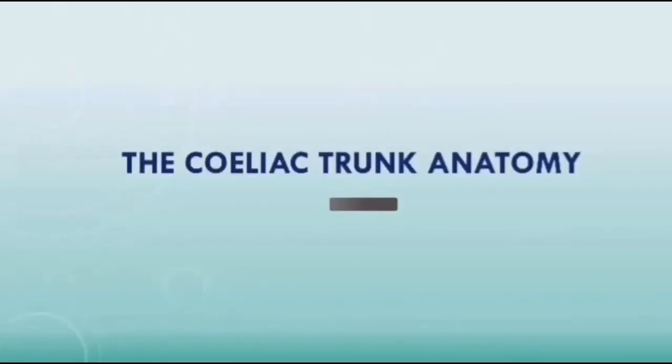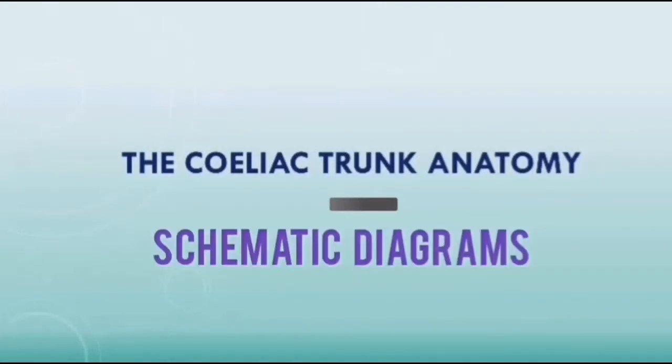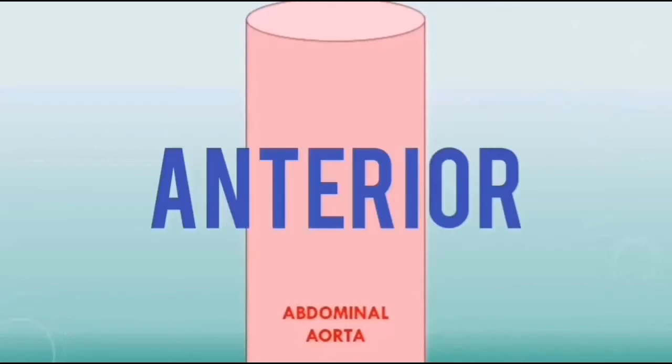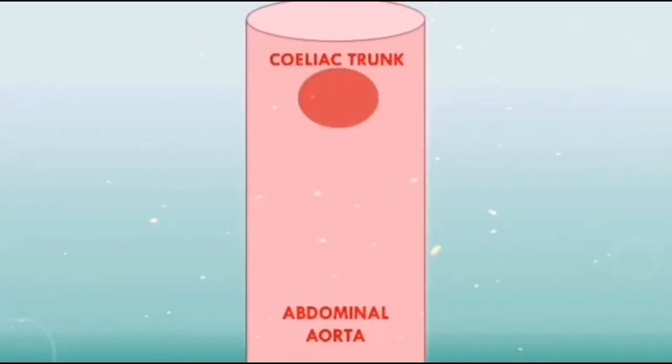The celiac trunk is a major blood vessel that supplies blood to the foregut of the gastrointestinal system. We will now discuss the anatomy of the celiac trunk. Please note that these are schematic diagrams made purely for your understanding. The celiac trunk arises from the anterior aspect of the abdominal aorta. It arises at the level of T12.